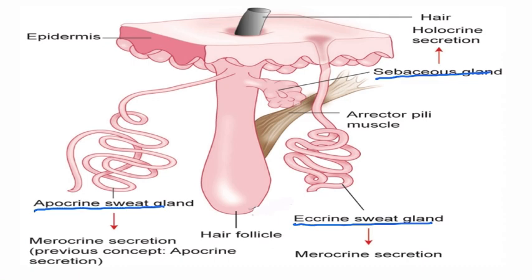So the main difference between all three is that sebaceous gland is opening into the hair follicle, apocrine sweat gland is also opening into the hair follicle, whereas the eccrine sweat gland, as you can see, is directly opening into the skin.